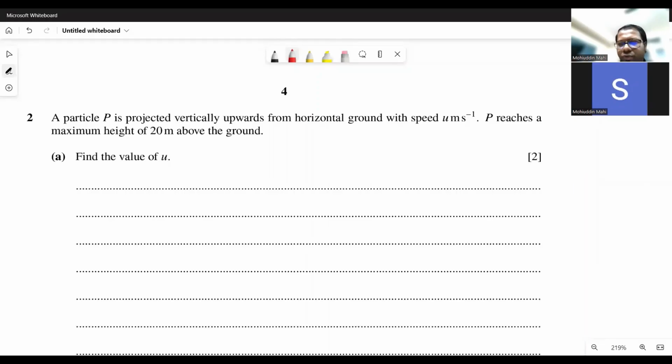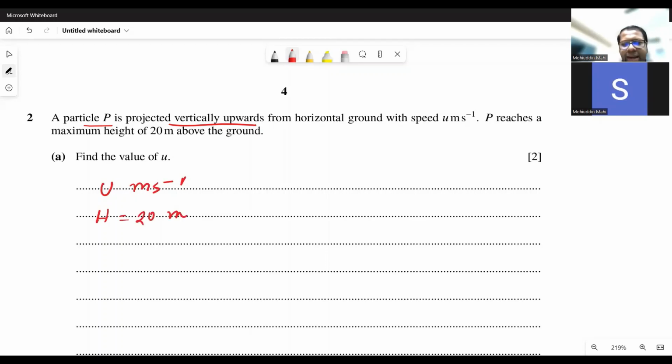Let's go through the question first. A particle P is projected vertically upwards from horizontal ground with speed u meter per second. P reaches a maximum height of 20 meters above the ground. Find the value of u. We have to find out the velocity of the projection. So initial velocity is u meter per second and maximum height is 20 meters.